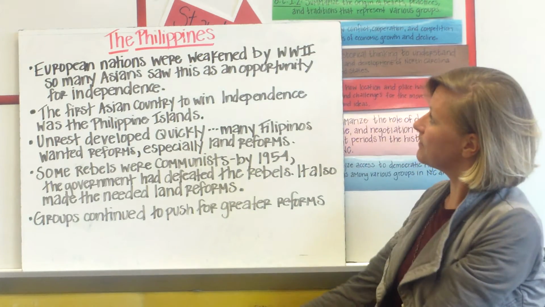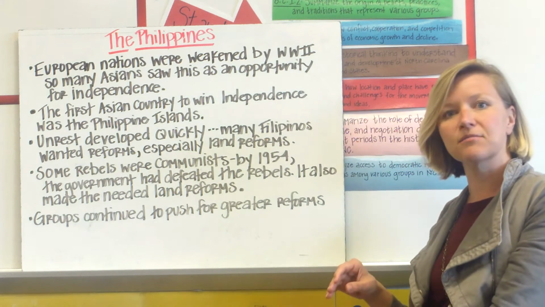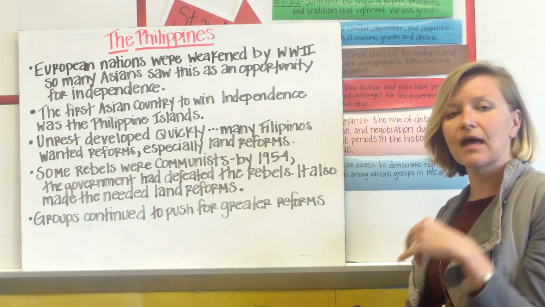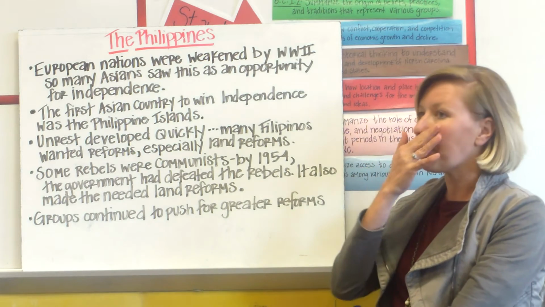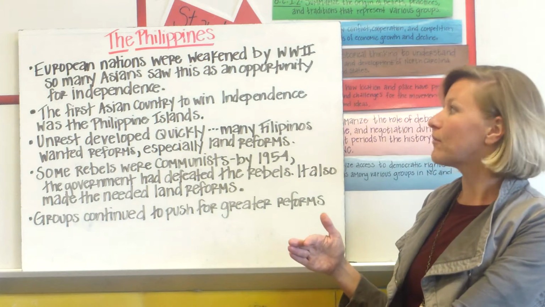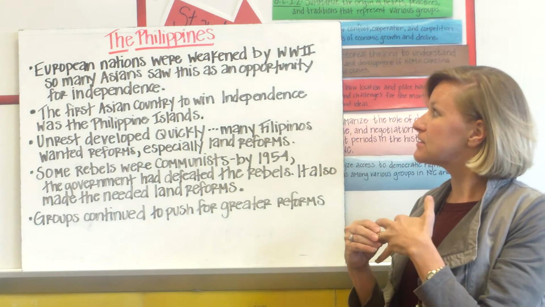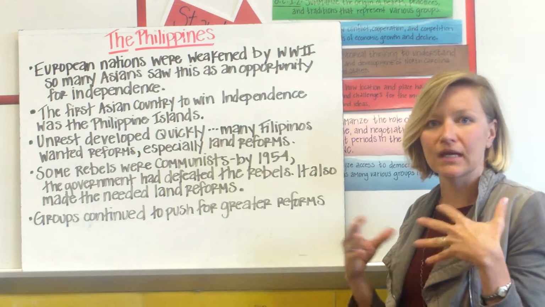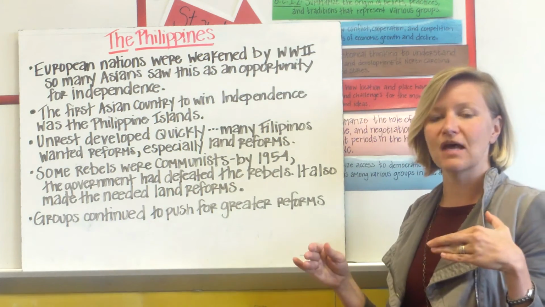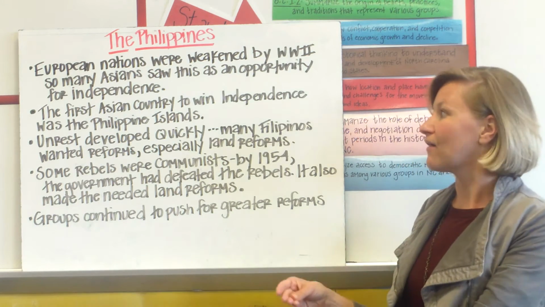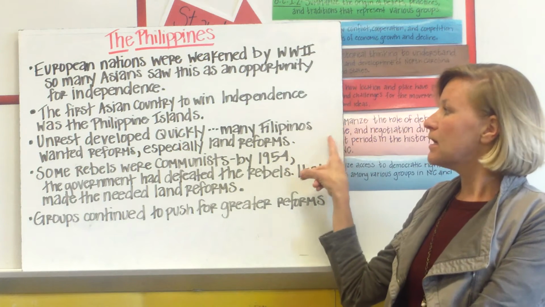So another area was the Philippines. Keep in mind that the United States had had some control of the Philippines during that imperialistic time that we talked about. So they were able to manage their own country for a while and have control of their own form of government. But during World War II, they were weakened essentially. So a lot of people saw this as an opportunity to overthrow a government that they did not like. So they were the first Asian country to win their independence.